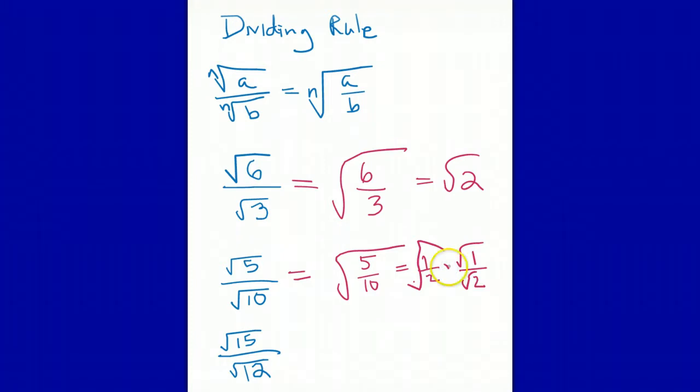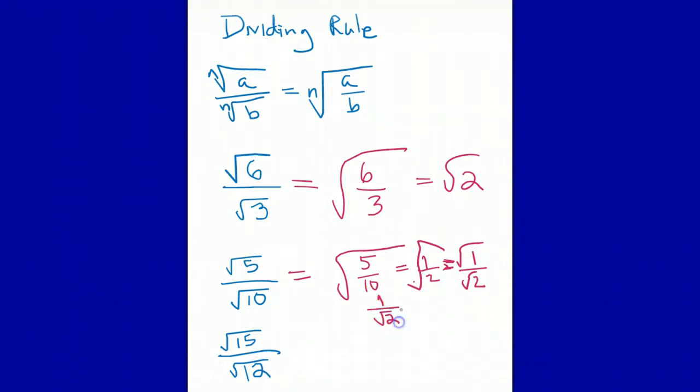Now, this takes a little bit of work. Okay, that's an equal sign there. Not always the easiest thing to use. The square root of 1 is 1. And then I've got the square root of 2.